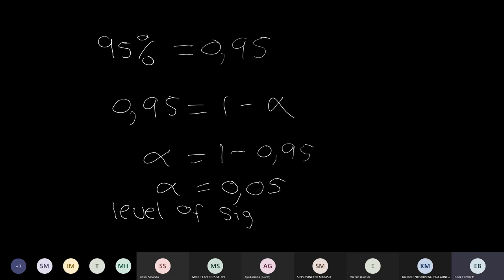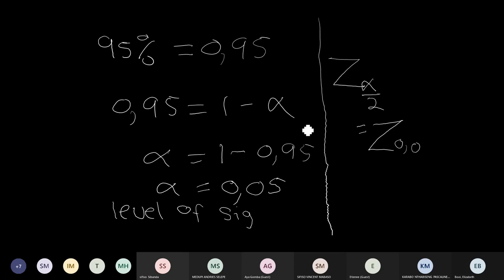So since I have the level of significance, I still need to go find the critical value. And I know that my critical value is alpha divided by 2. So my Z will be 0.05 divided by 2, which tells me my Z will be equal to 0.025. And I'm going to put a zero here at the end. Now I need to take this information and go find my critical value on the table.